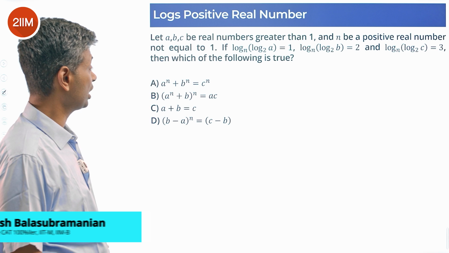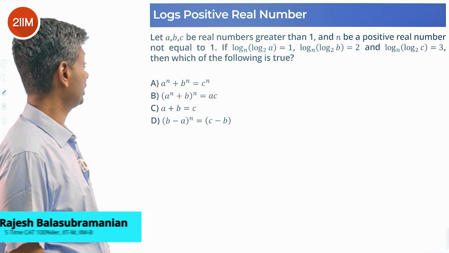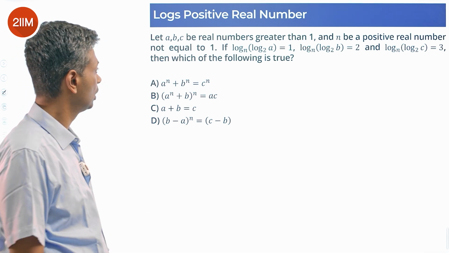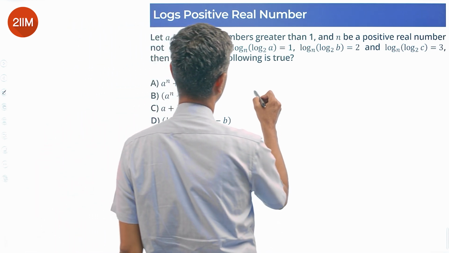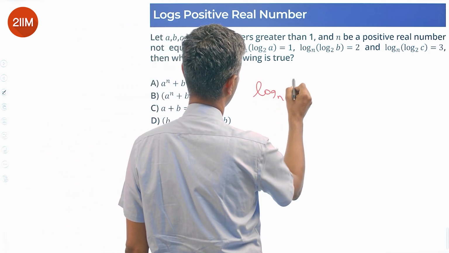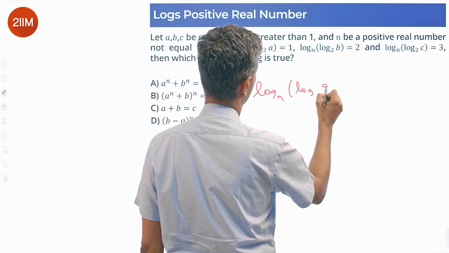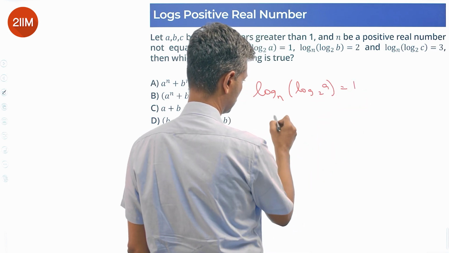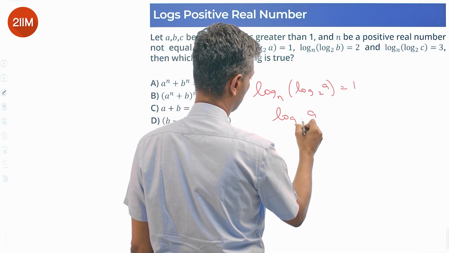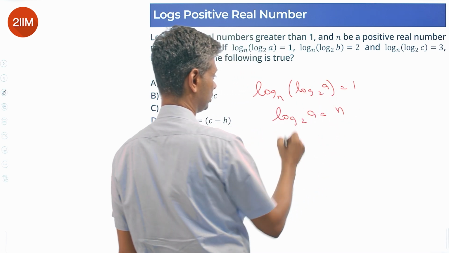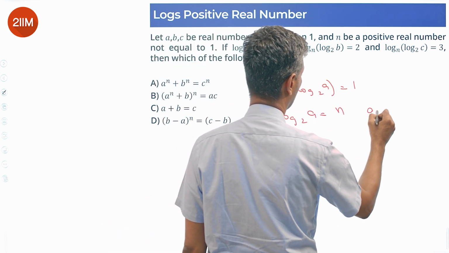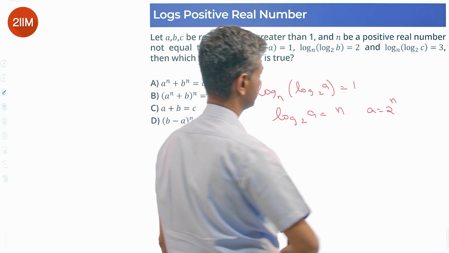Let a, b, c be real numbers greater than 1 and n be a positive real number not equal to 1. Log a to the base 2. So log to the base n of log a to the base 2 is 1. It means log a to the base 2 is n power 1, or a is 2 power n.